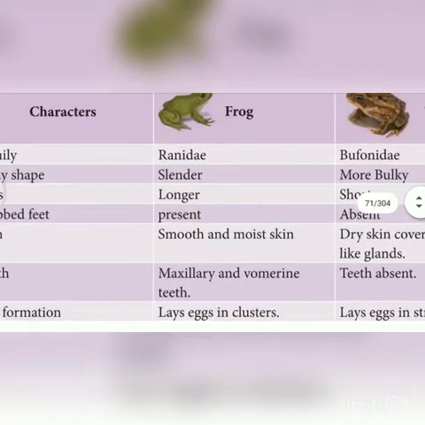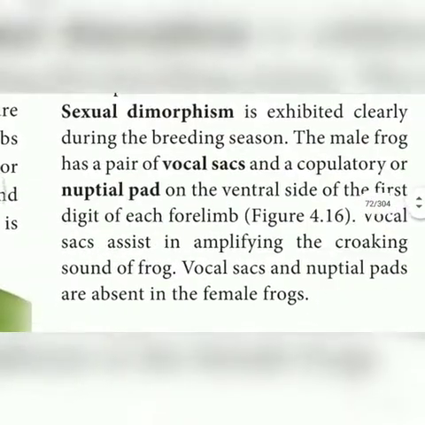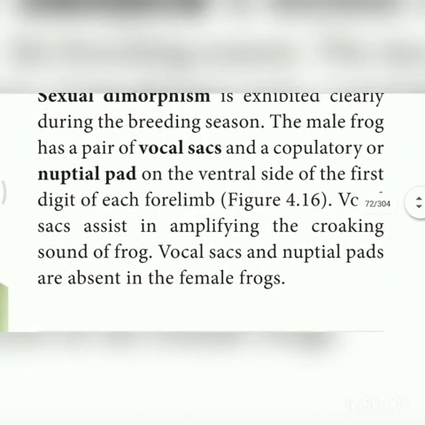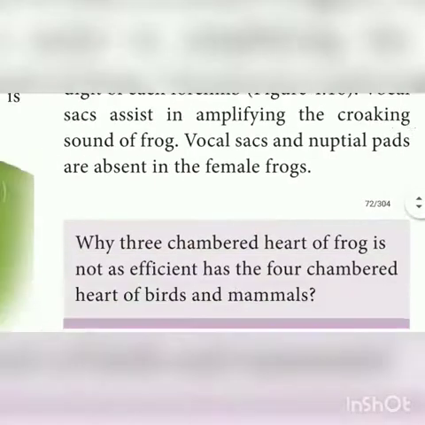Next, you have to go through the difference between the male and the female frog. The male frog has a pair of vocal sacs and a copulatory or nuptial pad on the ventral side of the first digit of each forelimb. These vocal sacs assist in amplifying the croaking sound of the frog. Vocal sacs and nuptial pad are absent in female frog.